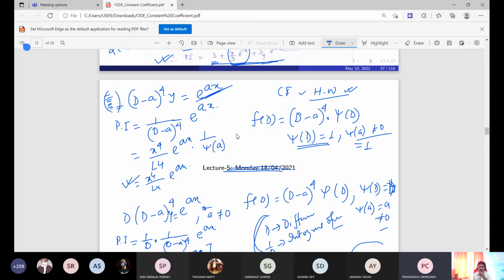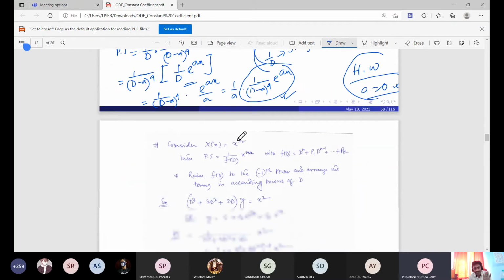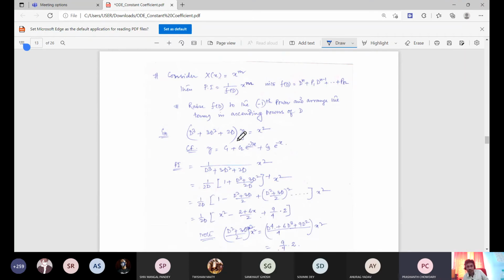One question that often comes to our mind is why e to the power x, why not others? Definitely, we have to consider the other functions, which I will consider now. See here, I have considered x to the power n. Actually, this is enough to consider any polynomial.